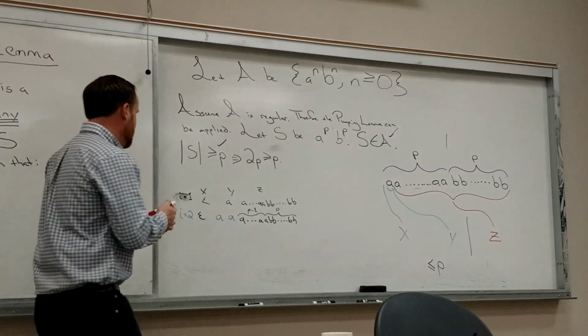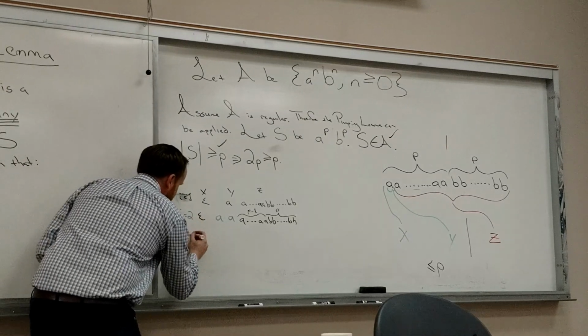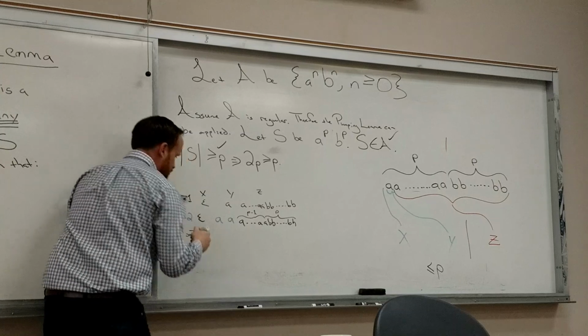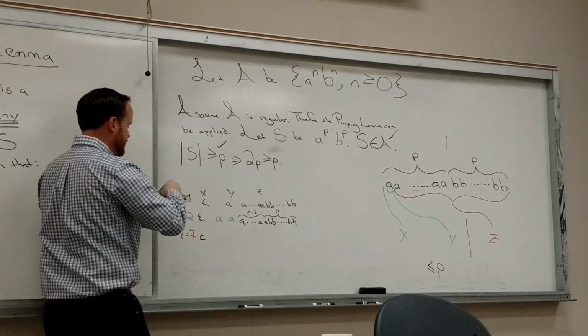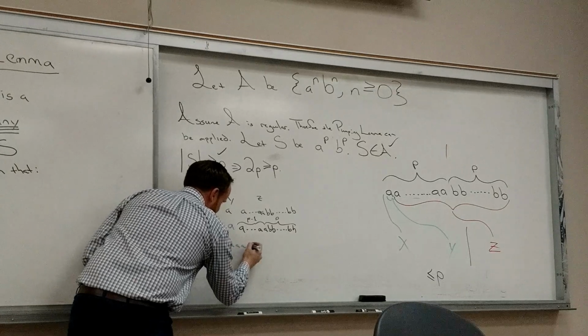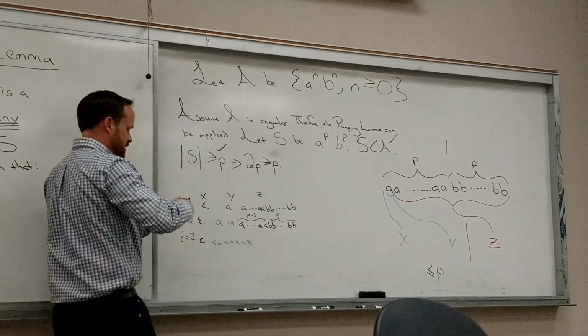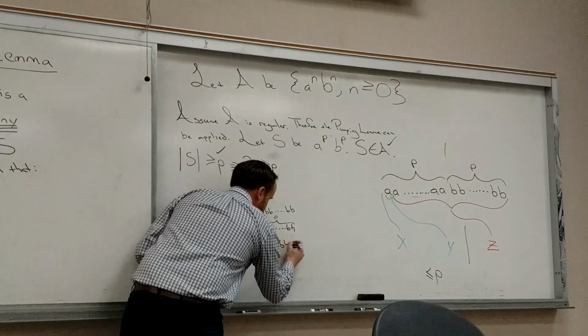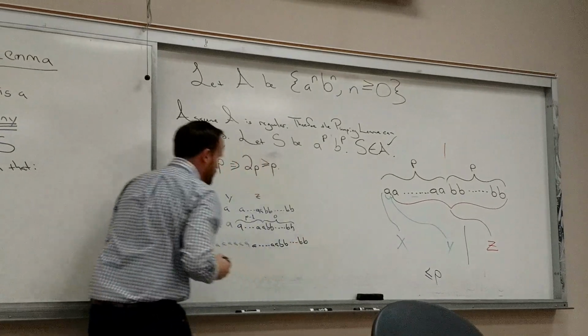In fact, if I did it like this, i equals 7. This would mean that X is going to be the empty string. Y is going to be 7 A's. And then the same number of A's and B's after that.